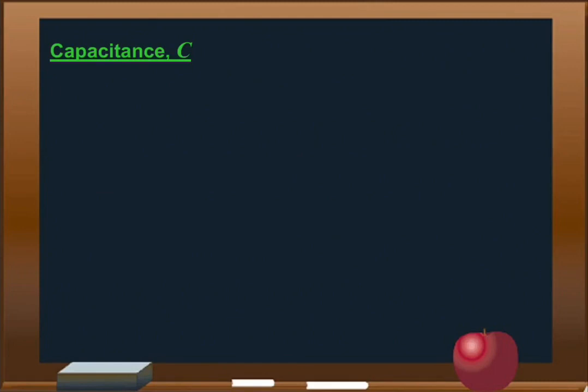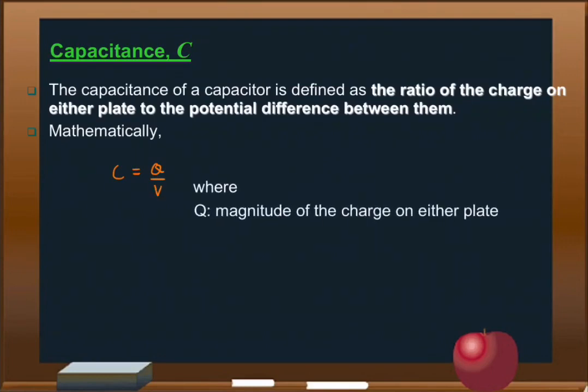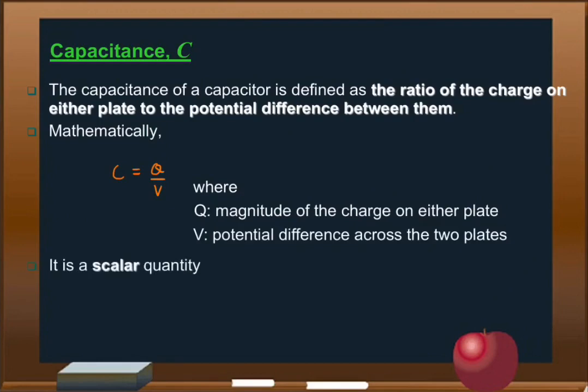So what is a capacitance C? The capacitance of a capacitor is defined as the ratio of the charge on either plate to the potential difference between them. And this definition can be written mathematically as C is equal to Q over V, where Q is the magnitude of the charge on either plate and V is the potential difference across the two plates. So capacitance is a scalar quantity and the unit is farad or capital F.